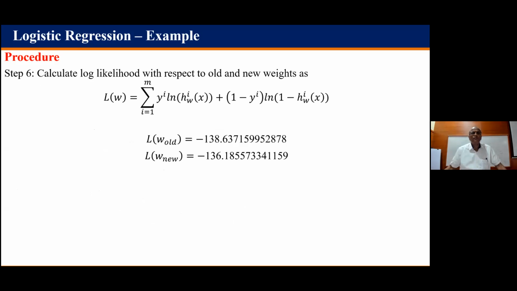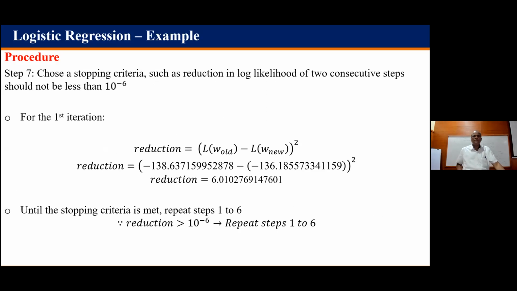Now calculate the log likelihood using this formula. Originally it was minus 138. Now it has become minus 136, so it is slightly improved. Now the reduction is L of old minus L of new, whole square. Some reduction is there. Now you repeat the steps again and again, improving the values of W0, W1, W2, W3, till the reduction in L becomes smaller than 10 to the power of minus 6. If it is not, repeat steps 1 to 6.